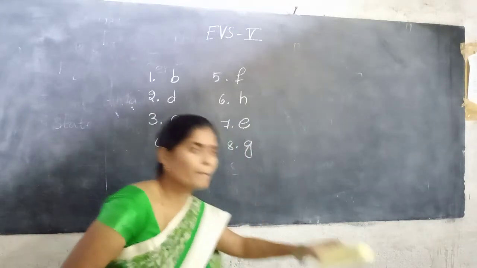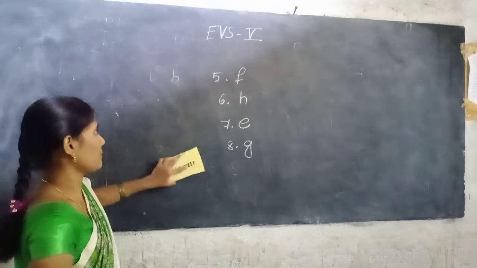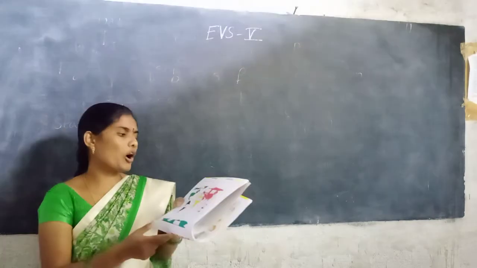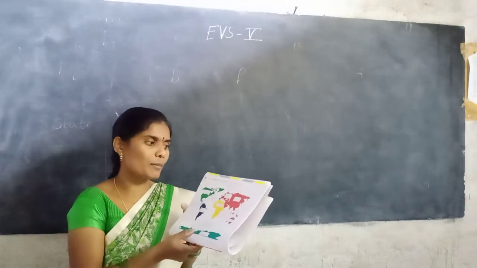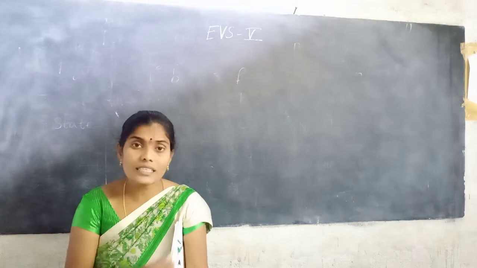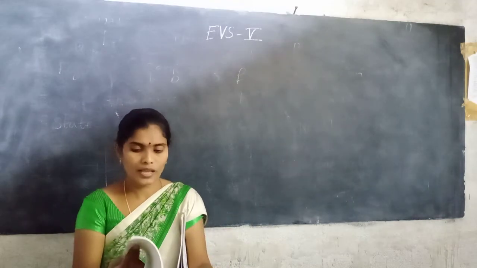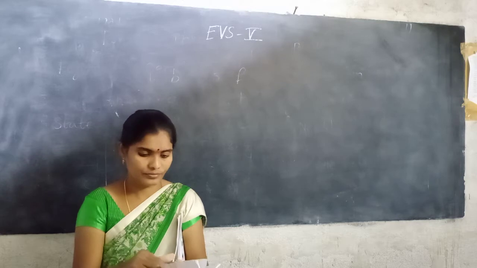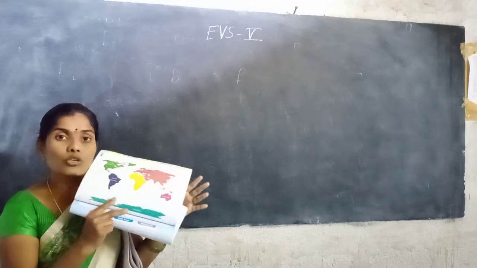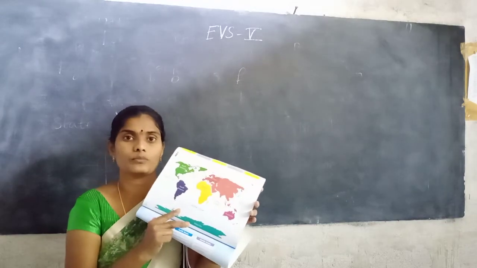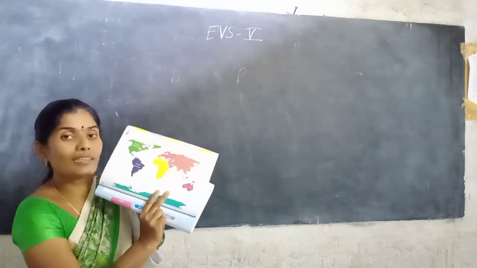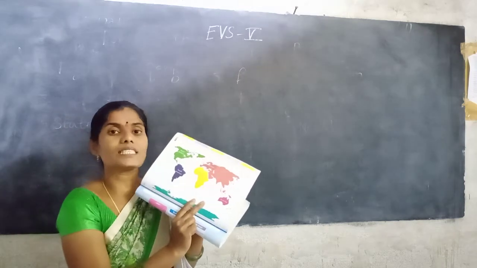I'm rubbing Amma. Take the next page. Here, locate the continents and oceans in the given world map and name them. This is also homework for you, because in our course book, page number 42, all the oceans and the continents are located.